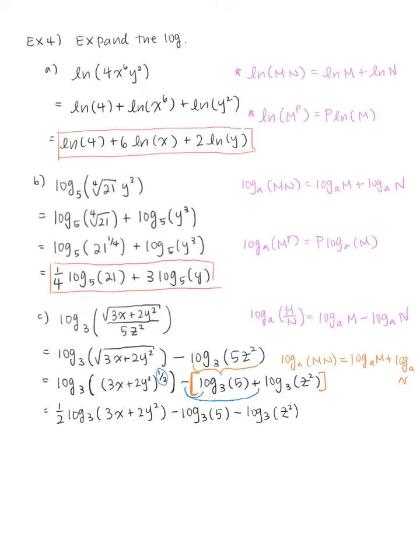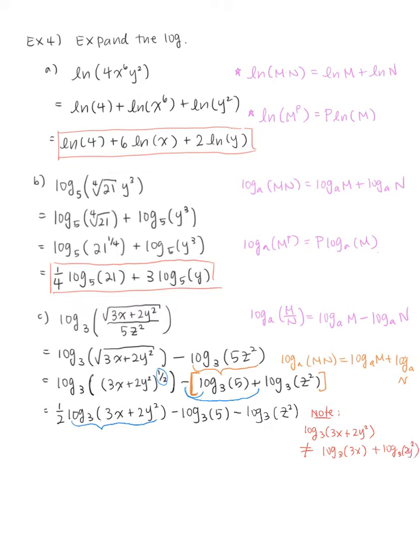So the first one, be careful here. A lot of students think that I could split this up into log base 3 of 3x plus the log base 3 of 2y squared. That is an illegal maneuver. I'm going to write it in red so you don't do this. So note, log base 3 of 3x plus 2y squared does not equal log base 3 of 3x plus the log base 3 of 2y squared.